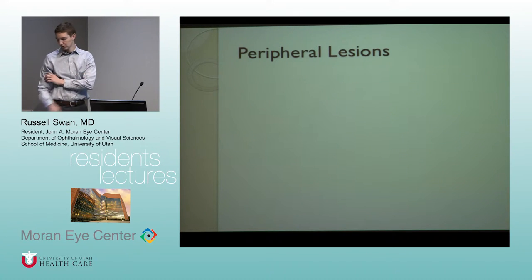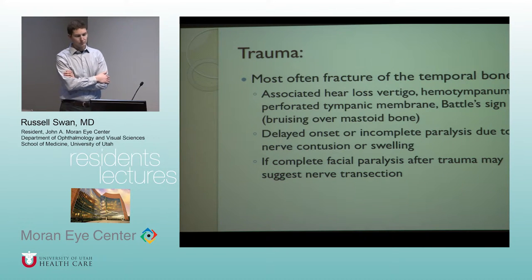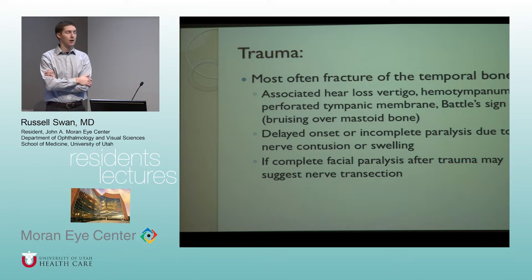So we'll move on to the peripheral lesions. We'll save Bell's for last because it's the most common, but it's idiopathic. So trauma can oftentimes be a cause. Most commonly, this is damage to the temporal bone, and a lot of times there'll be other associated symptoms. Sort of in OCAPS mode, a highly testable one would be Battle's sign, so bruising over the mastoid bone, or a patient who has blood in their middle ear. Oftentimes that can be a sign that they've potentially had a temporal bone fracture, so things to be considerate of.